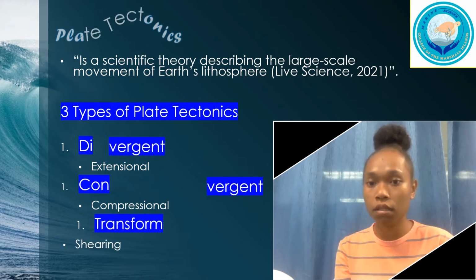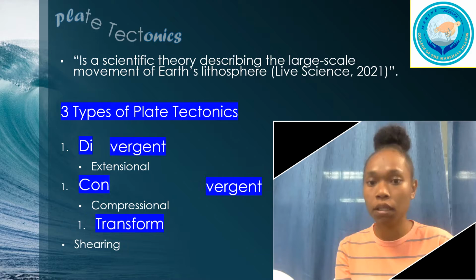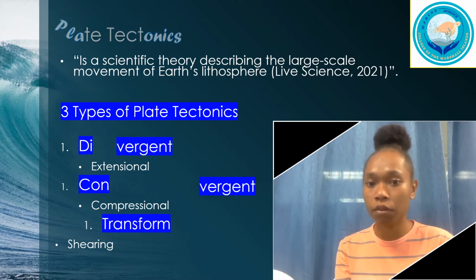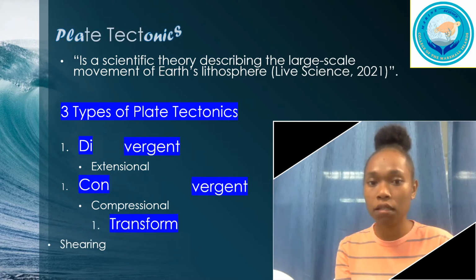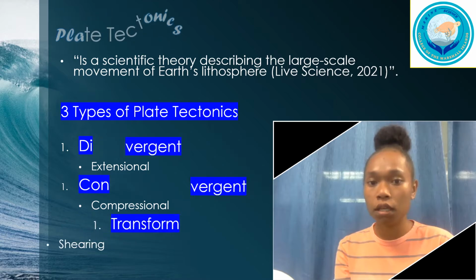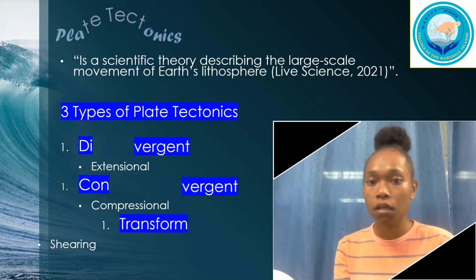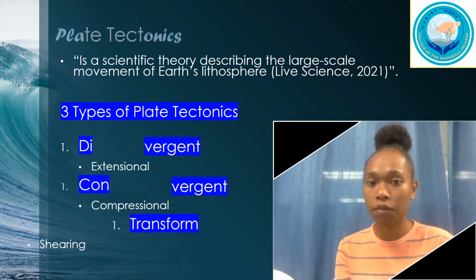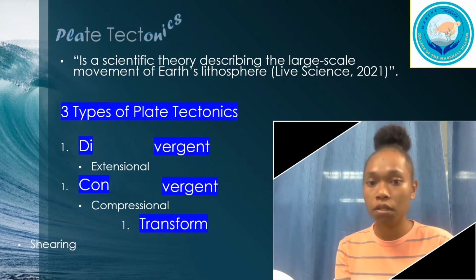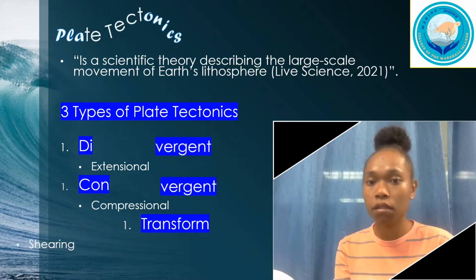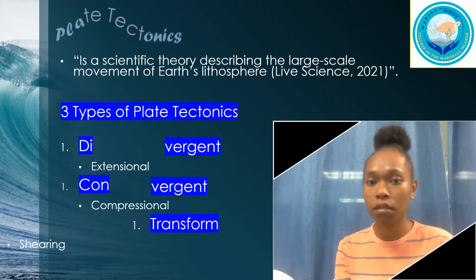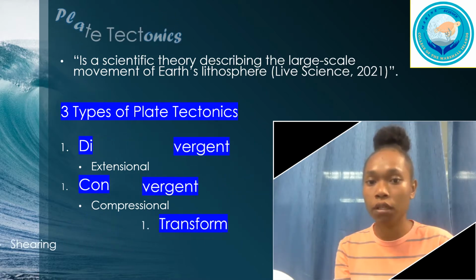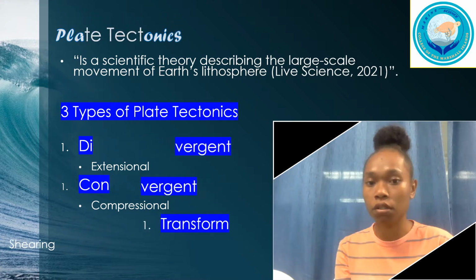Divergent, which is extensional, meaning when two plates are moving apart from each other. Second is convergent, which is compressional, when two plates are moving towards each other. And transform is shearing, when two plates are sliding past each other or moving in opposite directions.